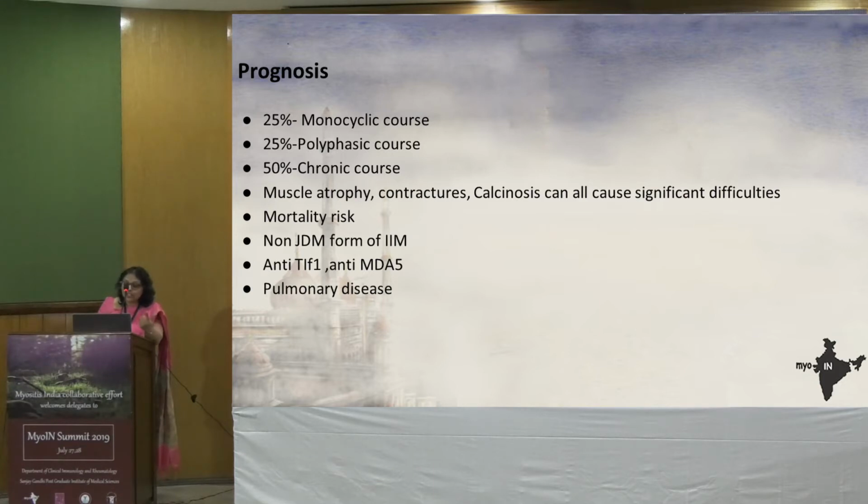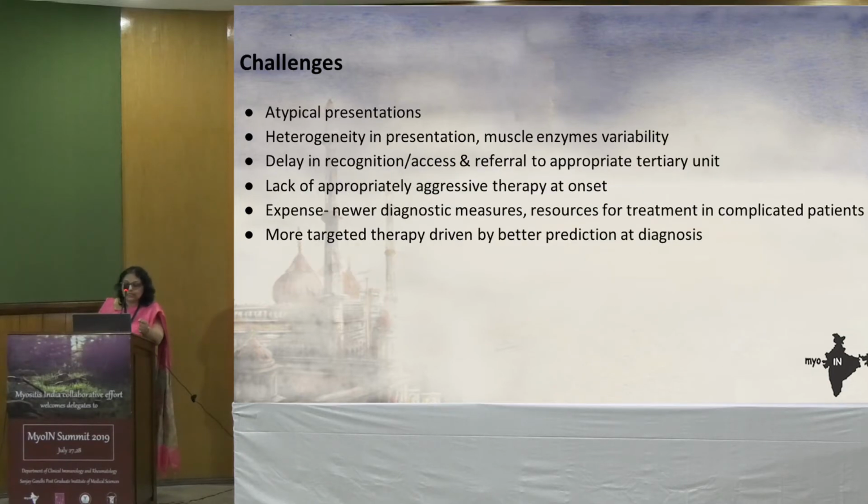I have lost one child early in disease who unfortunately developed a viral infection with myocarditis, and it was not recognized in time, and the child died in her local center itself. The children who are more prone to die from the disease are those who have a non-JDM form of idiopathic inflammatory myositis, those who have antibodies TIF1 and anti-MDA5, and those with severe pulmonary disease.